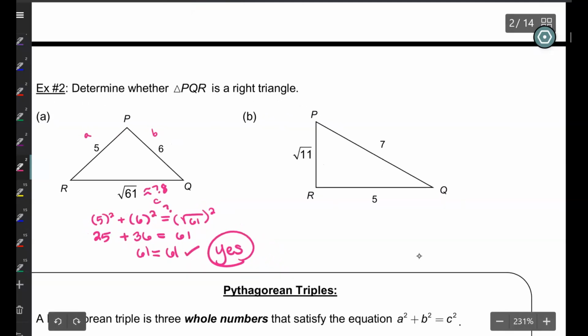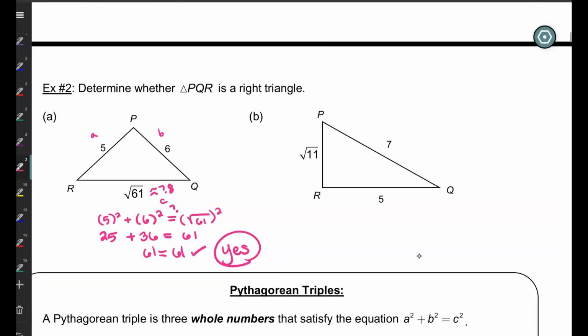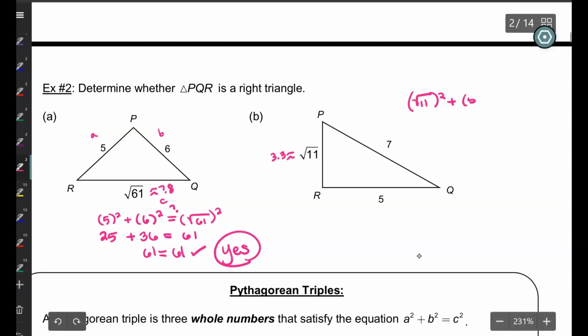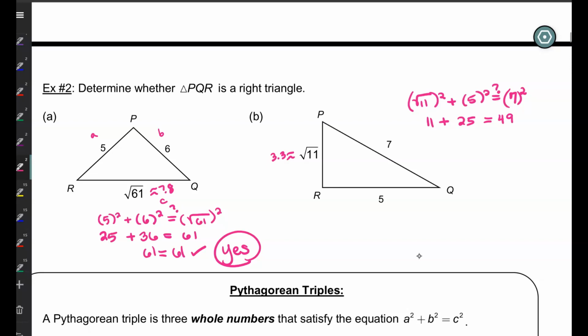Over here with B, if I type in square root of 11, this is about 3.3. So that means 7 has to be the longest side. So I'm going to check, is the square root of 11 squared plus 5 squared equal to 7 squared? So we're going to get 11 plus 25. 7 squared is 49. But what happens when I add these? I get 36. So these are not equal, so this one's going to be no.